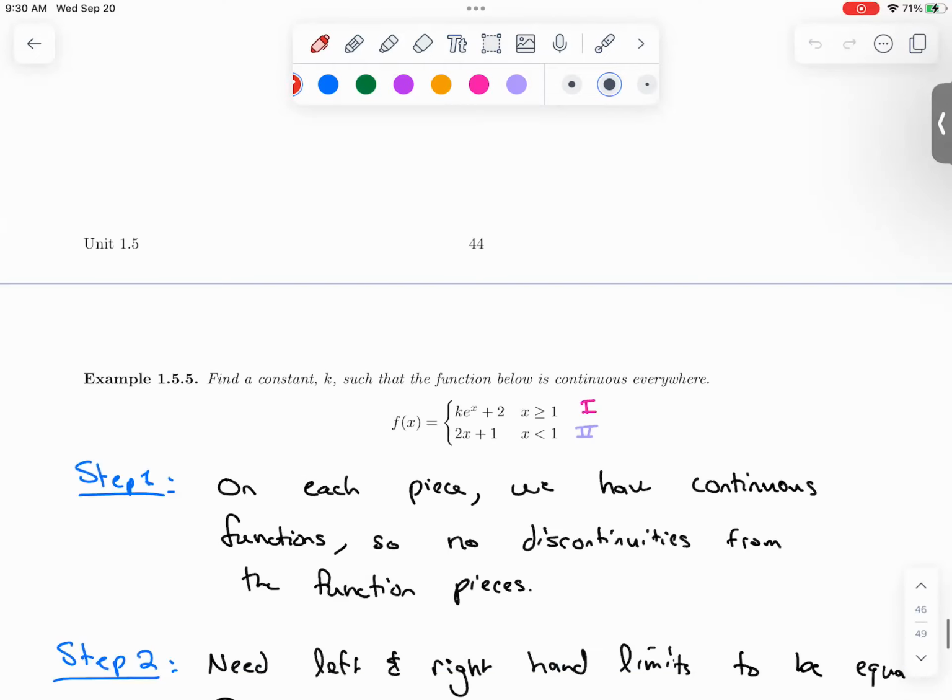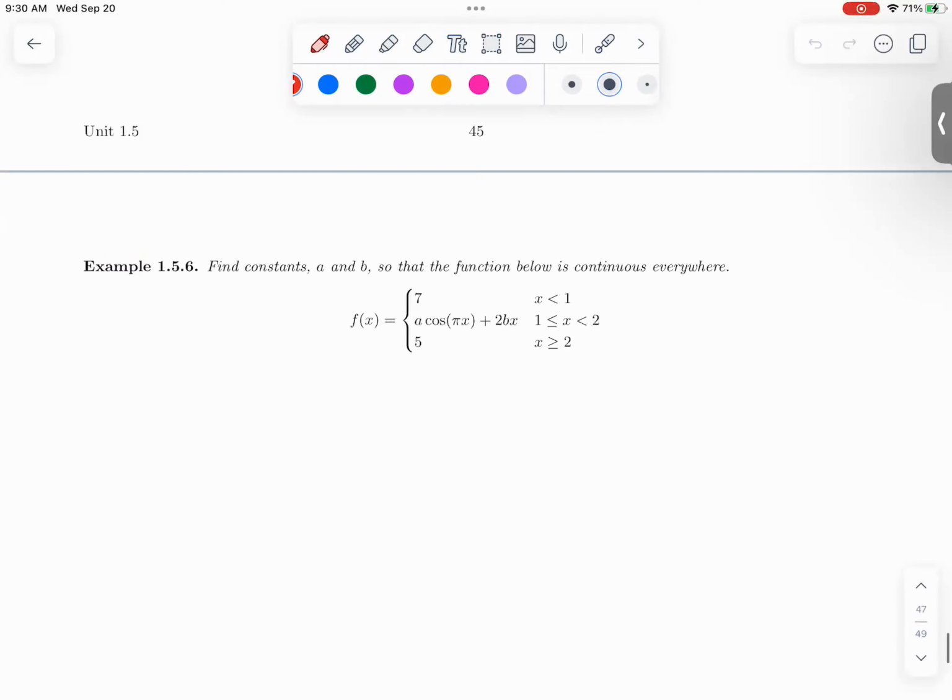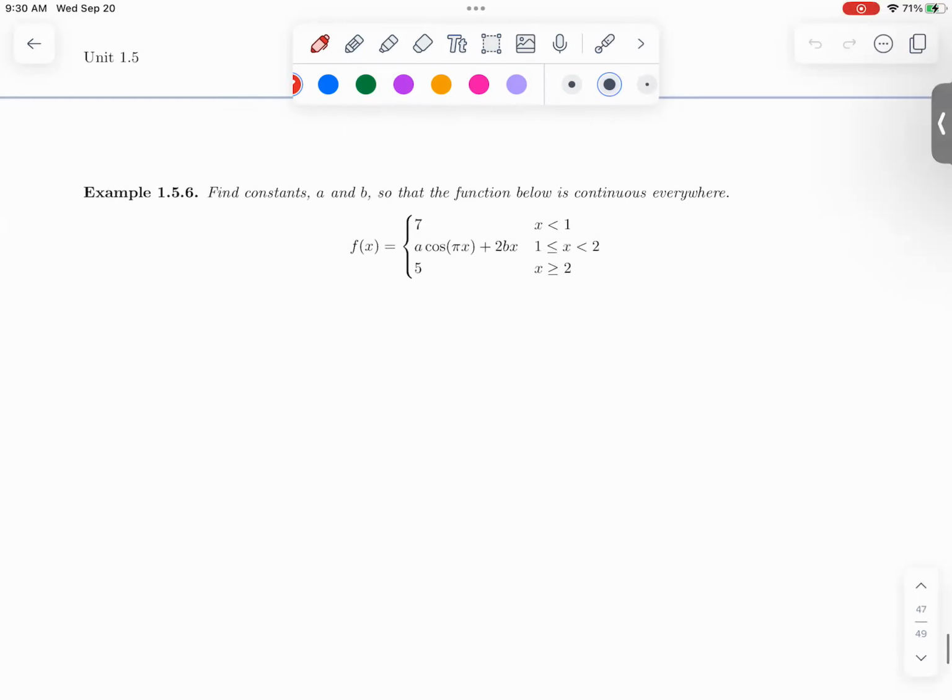So we had a couple more that we wanted to do here, specifically this one. I love this question. So find constants a and b such that the function below is continuous everywhere. So the function is the constant function of 7 when x is less than -1. It's equal to a cosine pi x plus 2bx when x is between -1 and 2. And then it is equal to 5 when x is greater than or equal to 2.